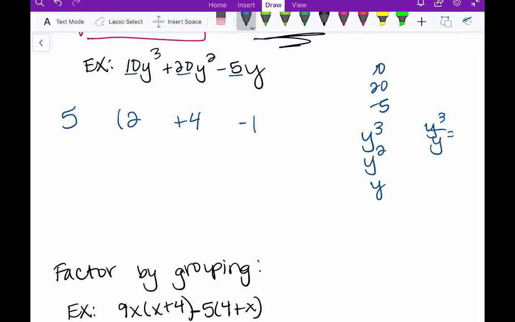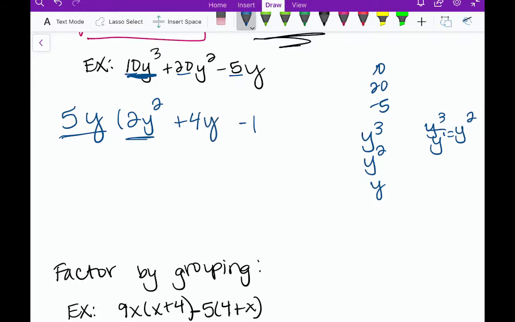Remember, we subtract, so this is y to the first, so this would be y squared. So this is going to be 2y squared. I'm dividing out a y, so the y comes on the outside. So again, if you multiply 5y times 2y squared, you would get 10y cubed, which is what we started with. Okay, what happens when I divide y squared divided by y?